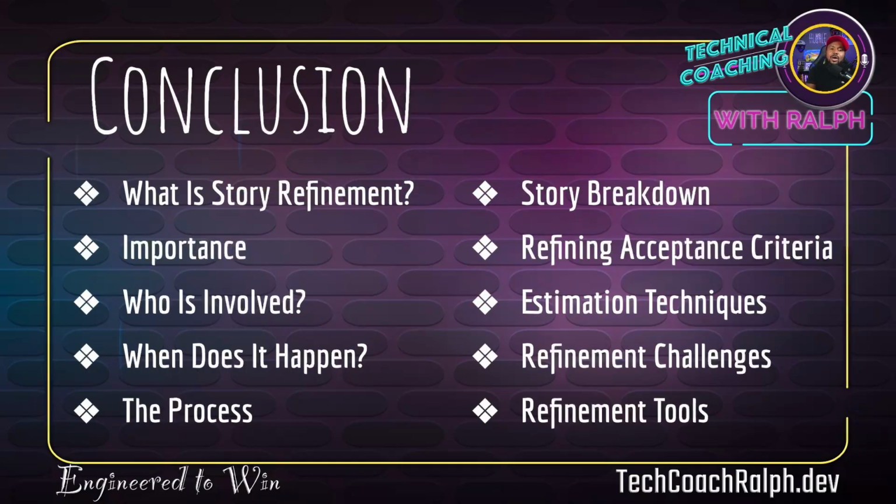So in conclusion, we spoke about what in the world is refinement, why is it important, who participates in these story refinement meetings, when does the story refinement happen, what's the process, what are the steps that we go through, how to break down stories, refining the acceptance criteria, the estimation techniques, the refinement challenges, and I shared with you some refinement tools. If you have some additional tools that you use, please drop it in the comments for me because I would love to get them and then share them out as well.